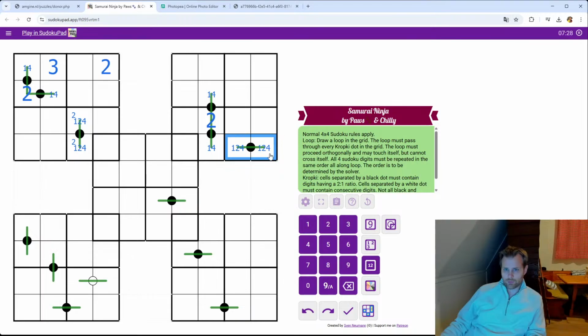Those are from 1 to 4. So that's a 3. That's a 3. And this is a 1, 4. This is 1, 2, 4. This is 1, 3, 4. This is 1, 3, 4. This is 1, 4.